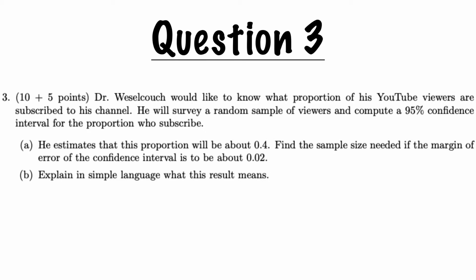Question 3. Dr. Weselcouch would like to know what proportion of his YouTube viewers are subscribed to his channel. He will survey a random sample of viewers and compute a 95% confidence interval for the proportion who subscribe. He estimated that the proportion will be about 0.4. Find the sample size needed if the margin of error of the confidence interval is to be about 0.02. Explain in simple language what this result means.